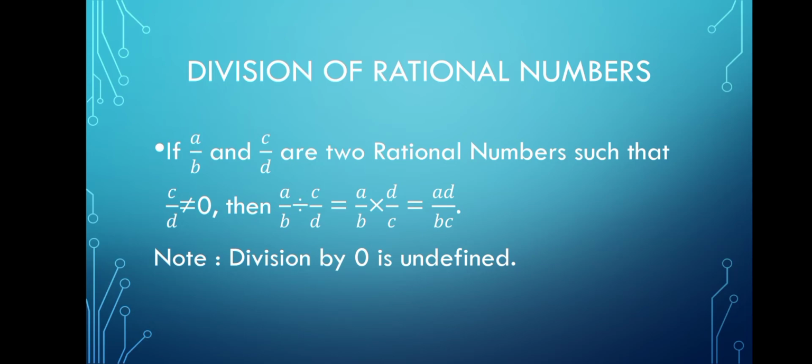Division of rational numbers. If a by b and c by d are two rational numbers such that c by d is not equal to 0, then a by b divided by c by d is equal to a by b into d by c is equal to ad by bc. We had learned in multiplication as ac by bd, right? Here it's ad by bc. It's just because in division, c by d changes into d by c. The second fraction changes into its reciprocal. Now, division by 0 is undefined.